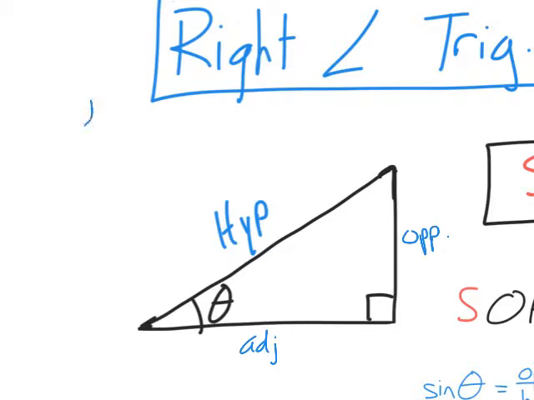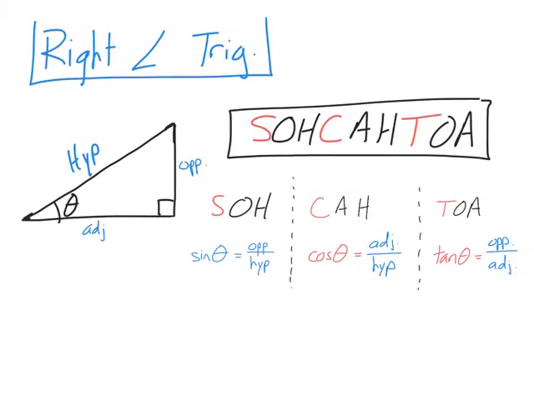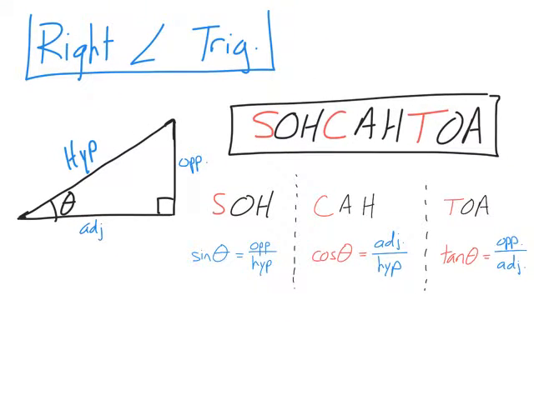With these labels, now we can use our SOHCAHTOA, and to do that I'm going to direct your attention to the box in the middle where the sine, cosine, and tangent are all indicated. The sine is your opposite side over your hypotenuse, the cosine of the angle will be the adjacent side over the hypotenuse, and tangent will be the opposite over the adjacent.